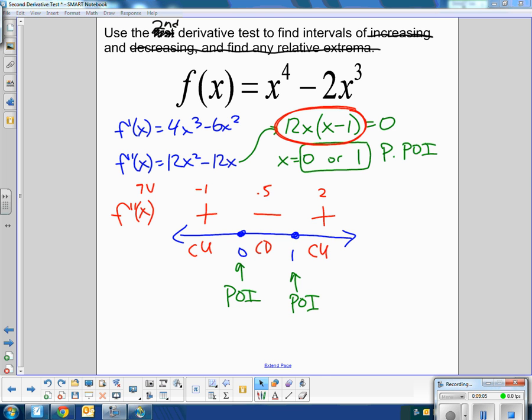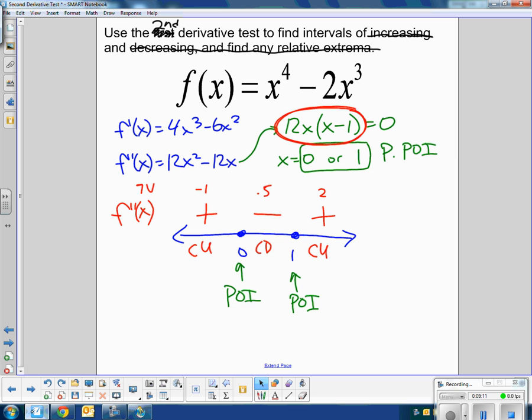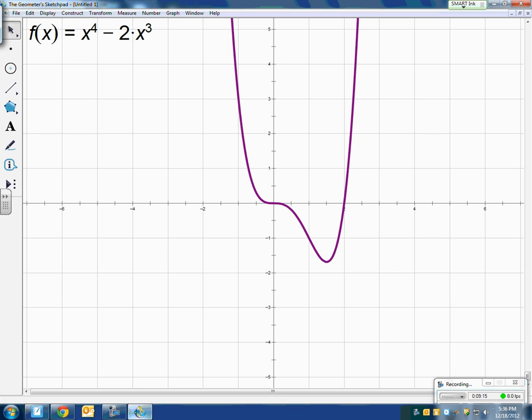So let's quickly take a look at the graph of this. When I look at the graph, again, I should see a point of inflection at 0 and a point of inflection at 1. So let's take a look at what happens when x equals 0. When x equals 0, that's right here. And when x equals 1 on my function, that would happen right here.